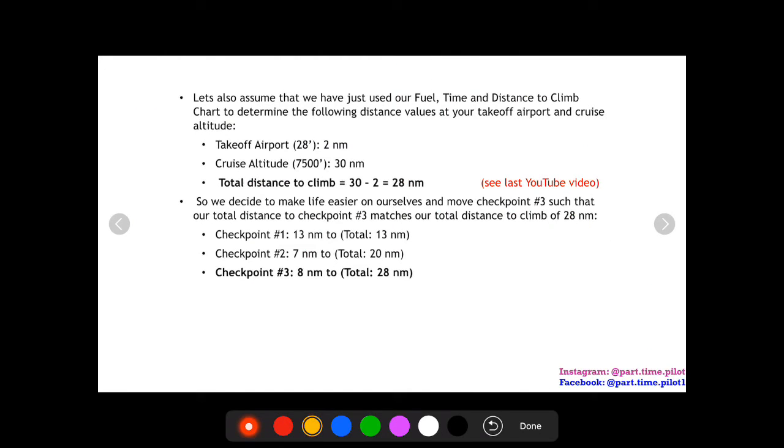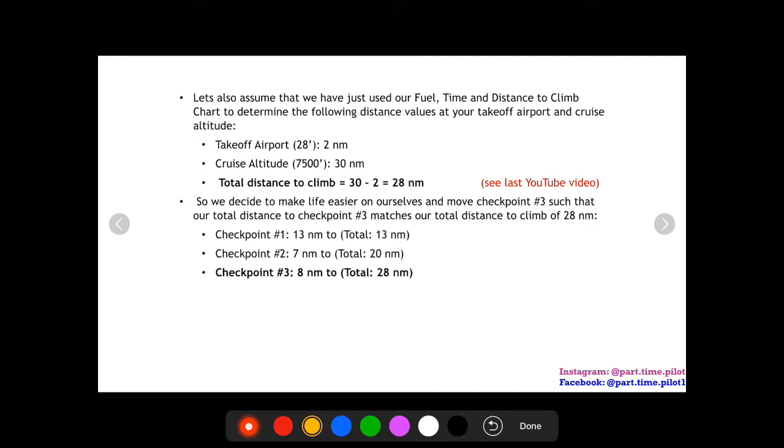Let's also assume that we have just used our fuel time and distance to climb chart to determine the following distance values at our takeoff and cruise altitude. Using our pressure altitude and temperature, we find a distance value of 2 nautical miles at our takeoff airport. We do the same for our cruise altitude at 7,500, and we get 30 nautical miles.